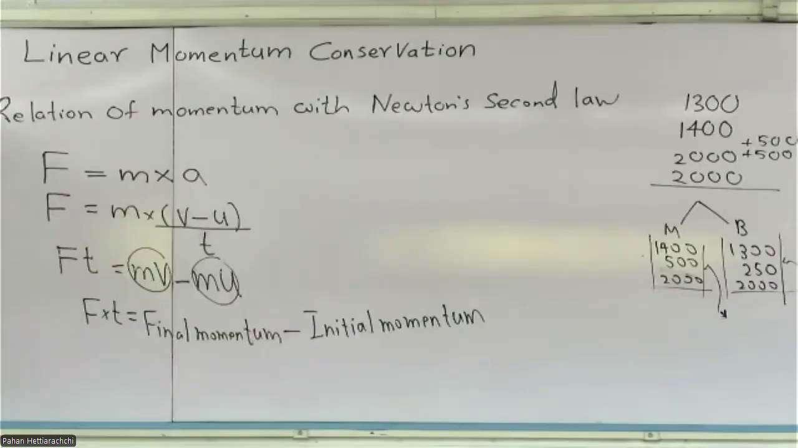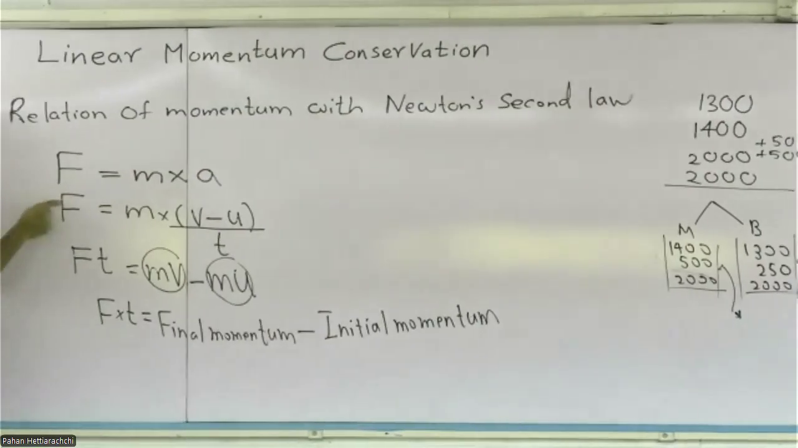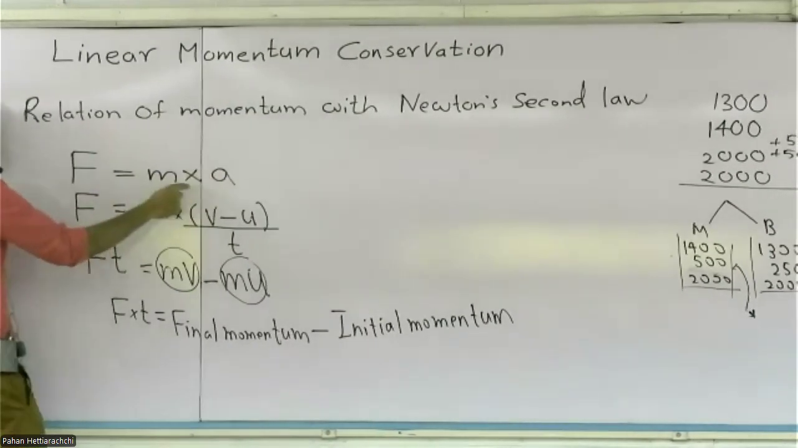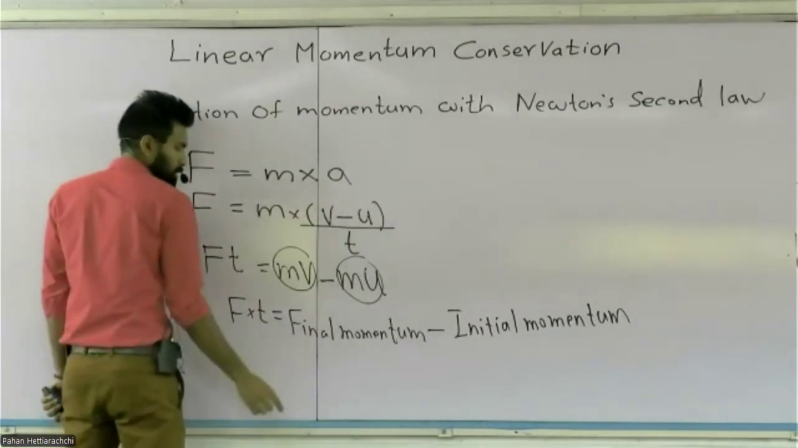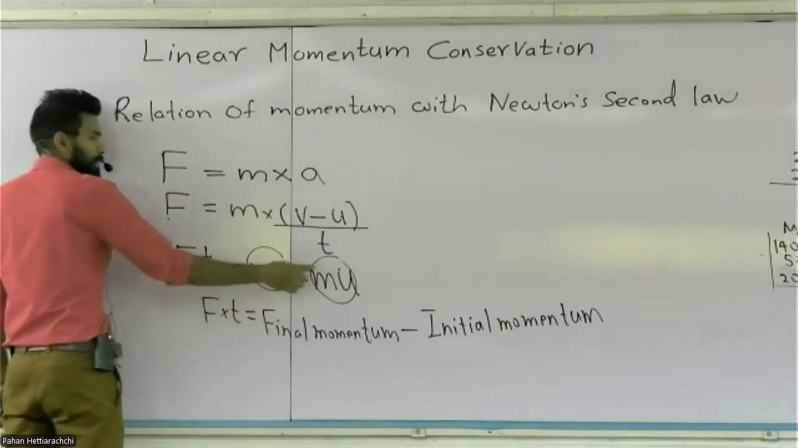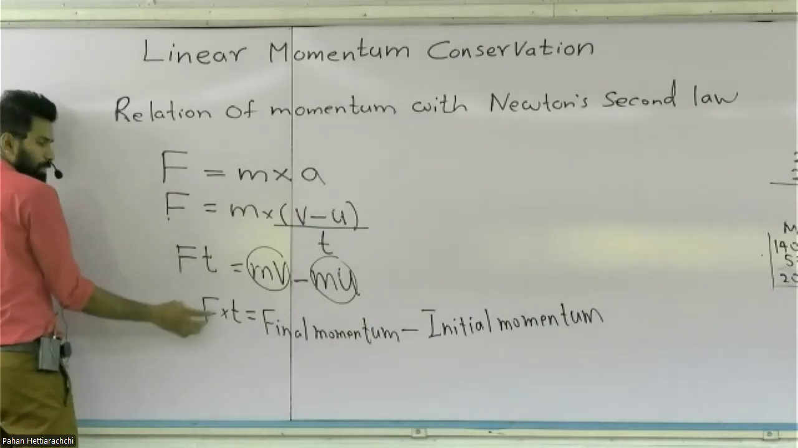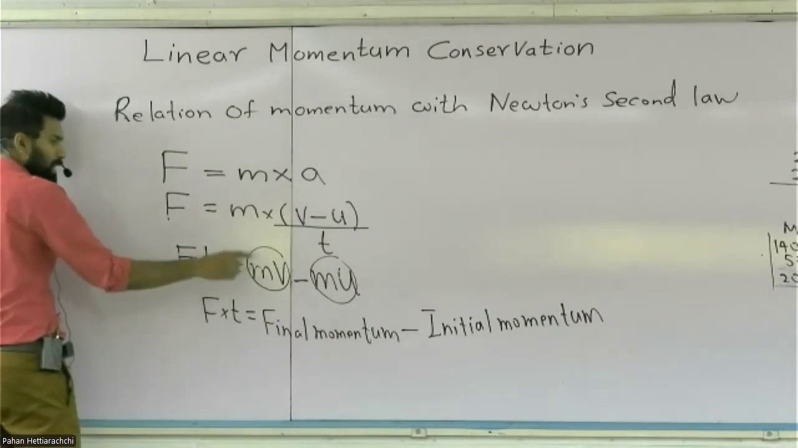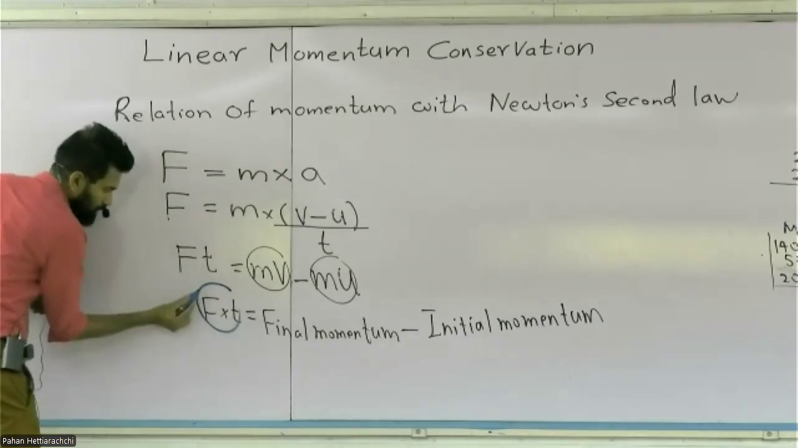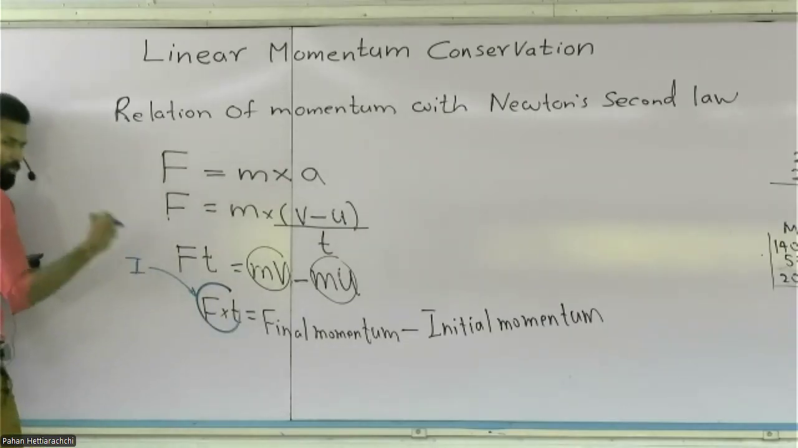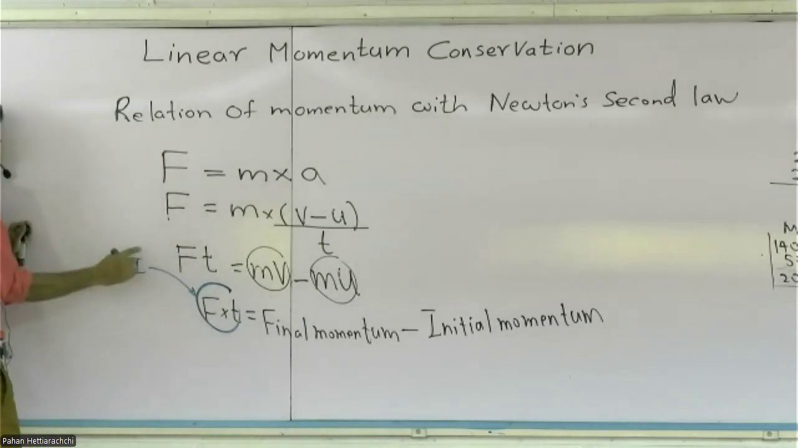Okay, relation of momentum with Newton's second law. F equals ma is Newton's second law. So F is equal to mass into acceleration, and acceleration is (v minus u) over t. So Ft equals mv minus mu. Here mv is the final momentum, mu is the initial momentum. So the factor F into t has become the momentum difference. Later, with time, I will teach you that this Ft factor is known as the physical quantity impulse.